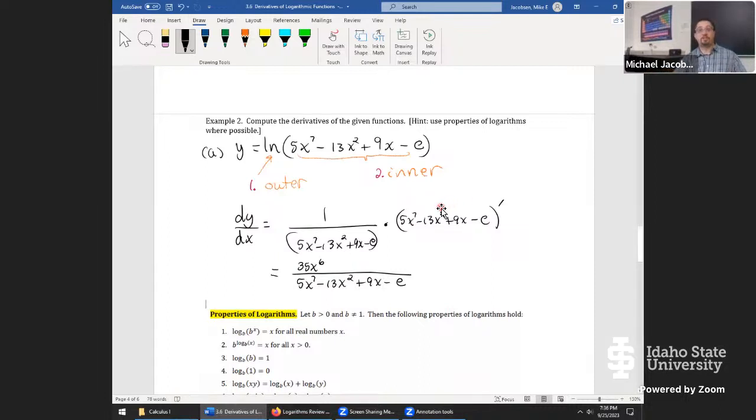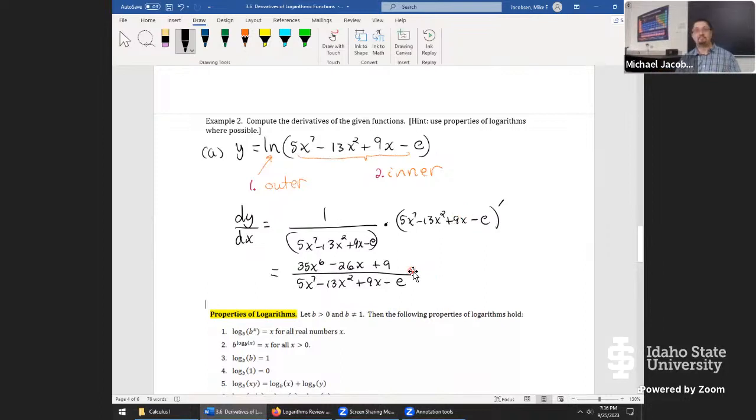Moving over, it's another power function, so minus 26 times x. Here, if you differentiate 9x, you get a 9. So here's plus 9. And the derivative of e, because it's constant, it just vanishes, goes to a 0. And that means we're done.